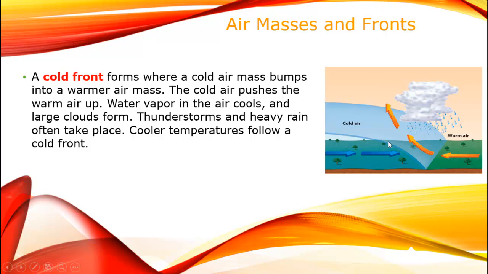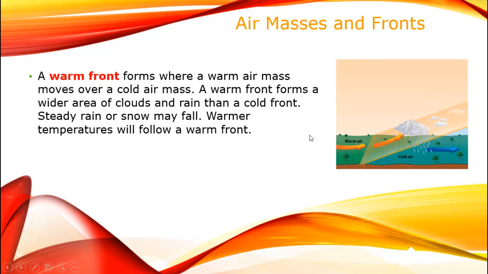So, what happens in a cold front? A cold air mass bumps into a warmer air mass. This causes the cold air to push the warm air up, and the water vapor in the air cools and large clouds form, and then thunderstorms and heavy rain take place. And cooler temperatures follow a cold front. So a cold front is followed by cooler temperatures.